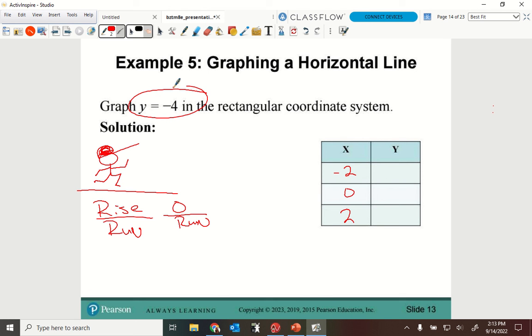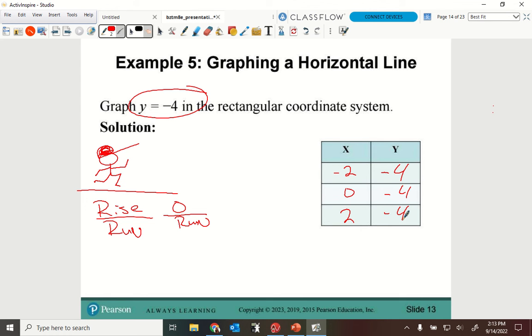So if this is -2, the y is -4. If my x is 0, my y is? If my x is 2, my y is? So no matter what, it's always going to be -4. So we're going to plot these 3 points here.